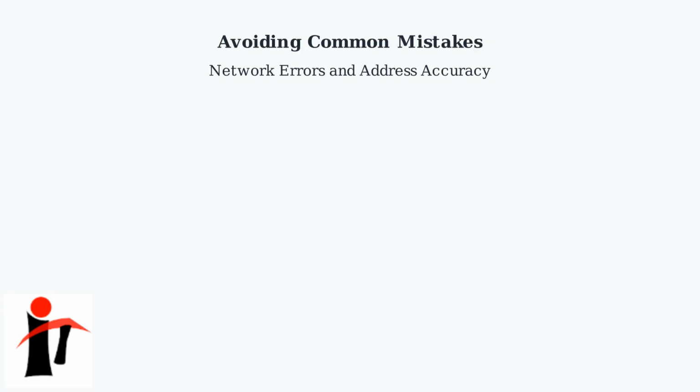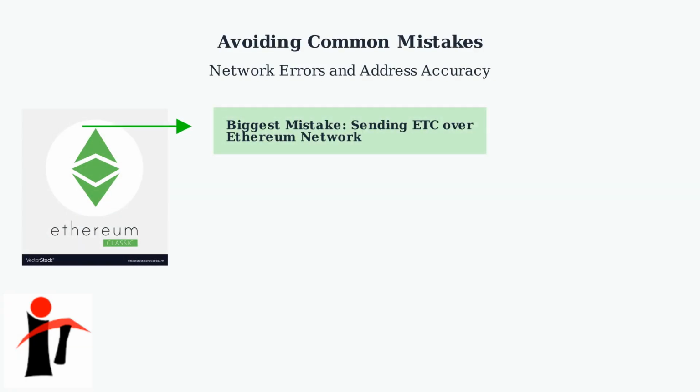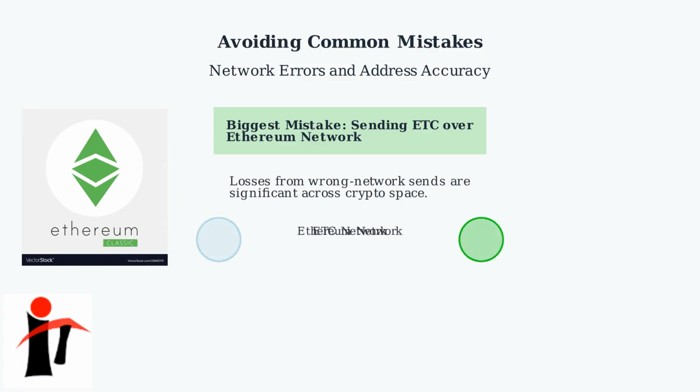One of the biggest mistakes when transferring Ethereum Classic is sending ETC over the Ethereum network instead of the dedicated ETC network. These wrong network sends have caused significant losses across the crypto space, with industry reports showing over $1.2 billion in total losses from 2024 to 2025, with ETC accounting for about 2% of those incidents. Always double-check both the deposit address and the network selection before confirming any transaction.